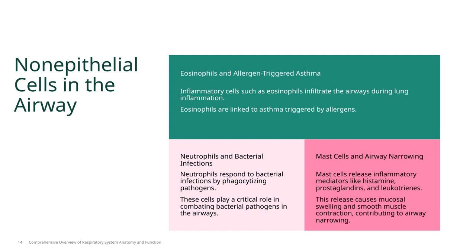Moving on, we also need to consider the role of non-epithelial cells in the airway, especially mast cells. When activated, mast cells release inflammatory mediators such as histamine, prostaglandins, and leukotrienes. These substances cause mucosal swelling and smooth muscle contraction, which contribute directly to airway narrowing.